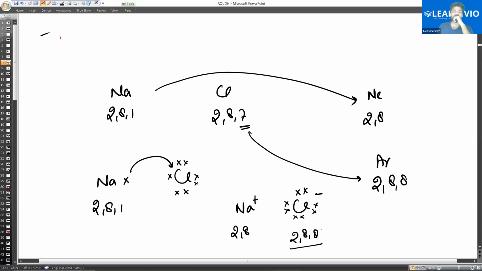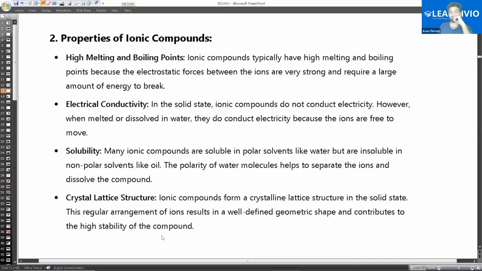This is the reason that ionic compounds have very high melting and boiling points, and moreover, they only conduct electricity in the aqueous or molten state, but not in the solid state. Why? Because in the solid state, they are tightly bonded and not free to move. Note down the properties of ionic compounds in your notebook, please.